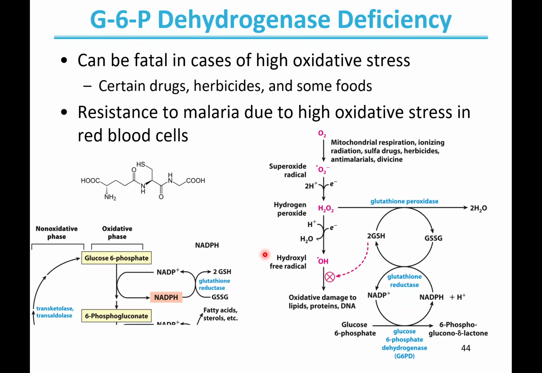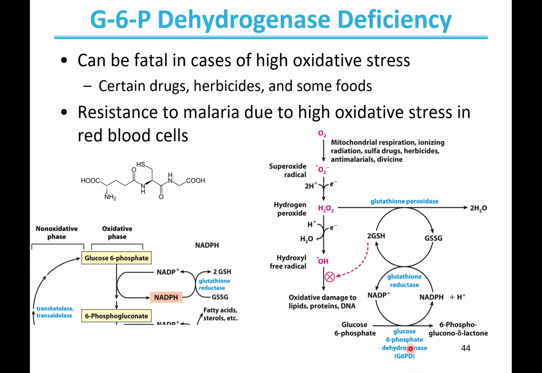Right? And an enzyme that does this is glucose 6-phosphate dehydrogenase. Okay, right? That was that first enzyme in that pentose phosphate pathway that we talked about. Okay, if you have a deficiency in that enzyme, it can be very serious, and it can even be fatal in cases of high oxidative stress. So a person that has a deficiency in that enzyme, that is given certain drugs or exposed to herbicides or even some foods that can generate a lot of oxidative stress, they have no way to counteract that, or their protection against that is greatly diminished, and it can even be fatal.